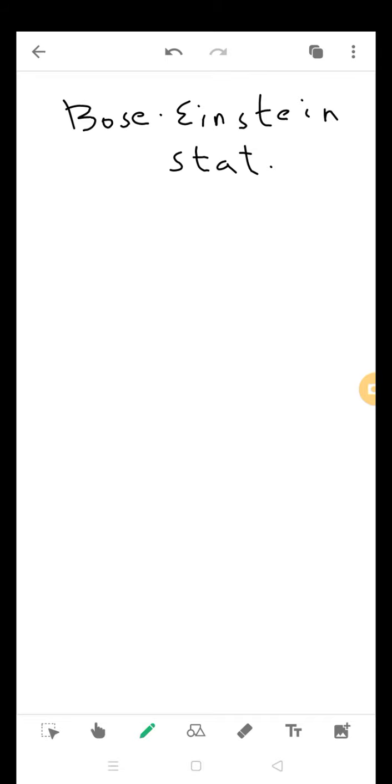In Bose-Einstein statistics, all the quantum states have equal a priori probability. That is, all the quantum states are equally likely to occur.